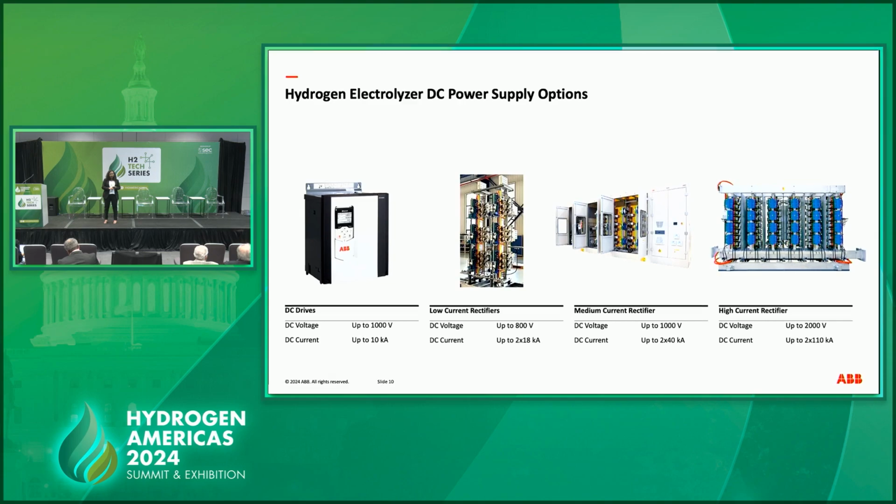And then we have the low current or the medium current rectifiers, which are 800 to 1000 volts, and in 6 pulse we can do 18 kiloamps and then go up to 40 kiloamps. Typically the medium current rectifier we can do for a 40 megawatt electrolyzer, and then a high current rectifier we can use for anything in the 50 megawatt or greater electrolyzer size.